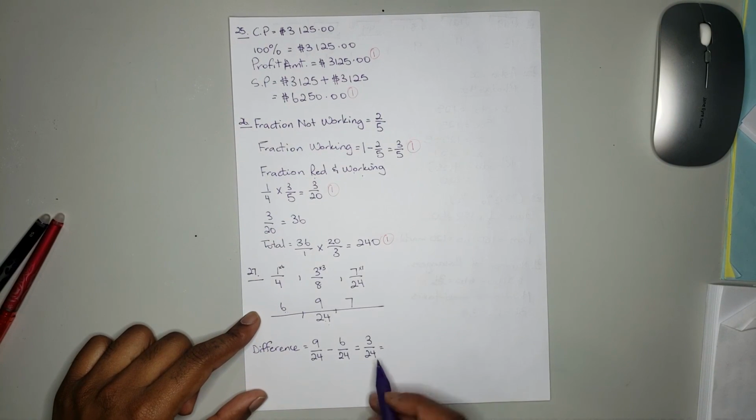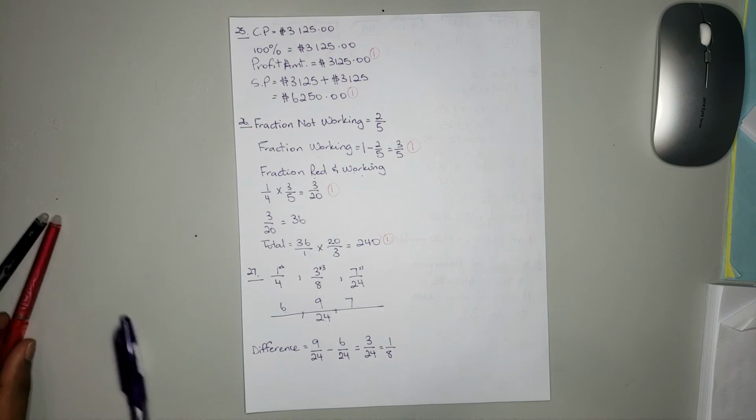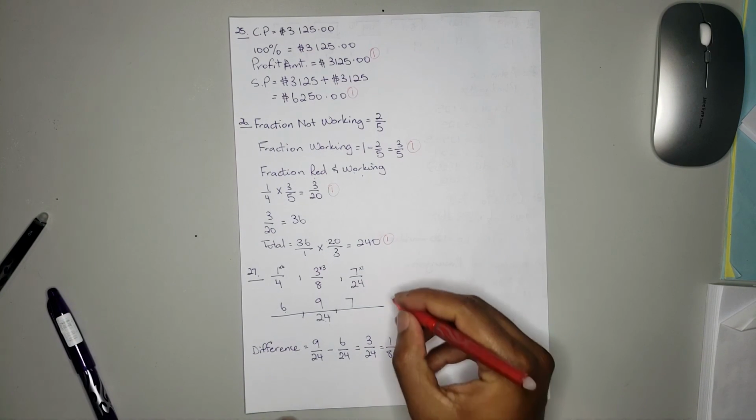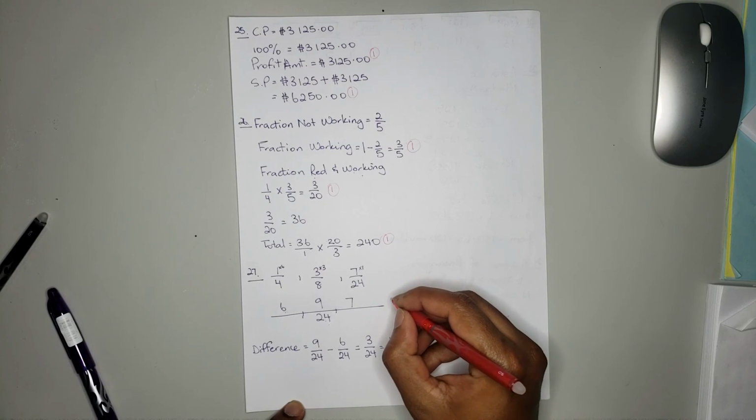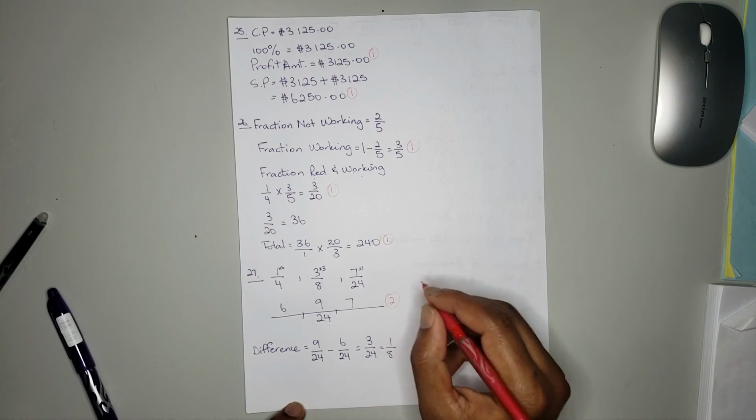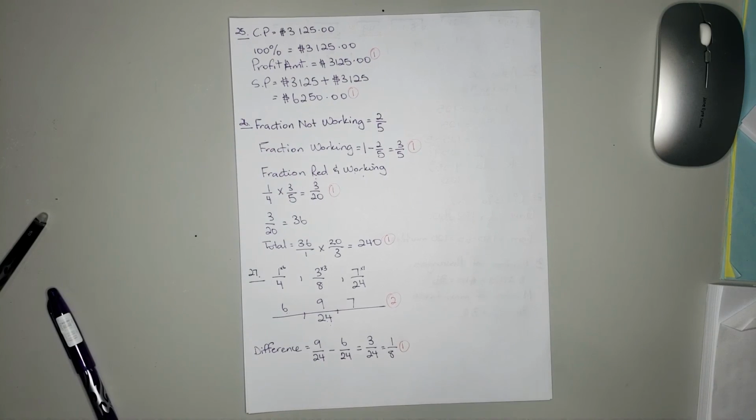And this could be simplified. 3 into 3 is 1, 3 into 24 is 8, which is 1/8. So the answer is 1/8. You'll get 3 marks: 2 marks for finding the equivalent fractions and 1 mark for finding the difference.